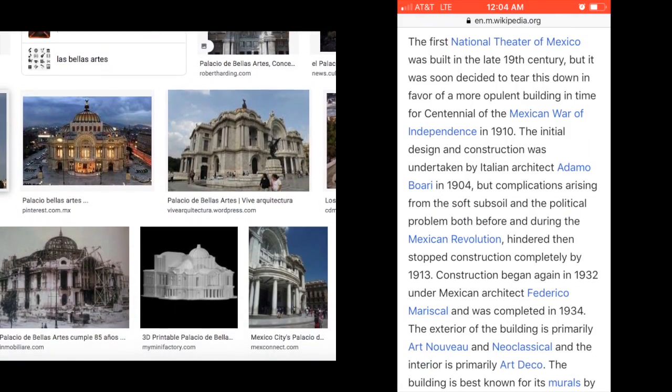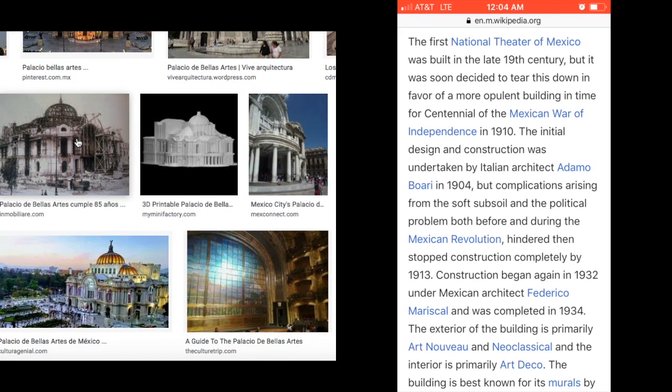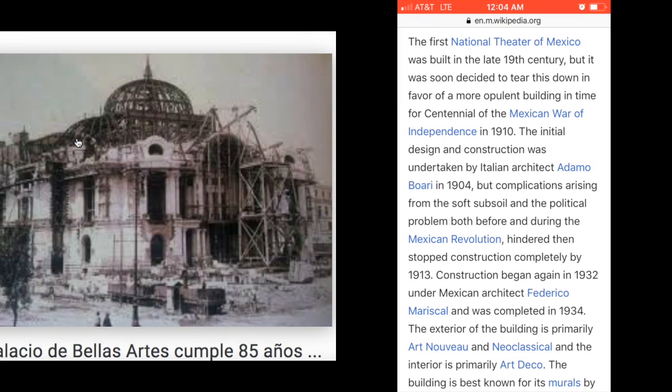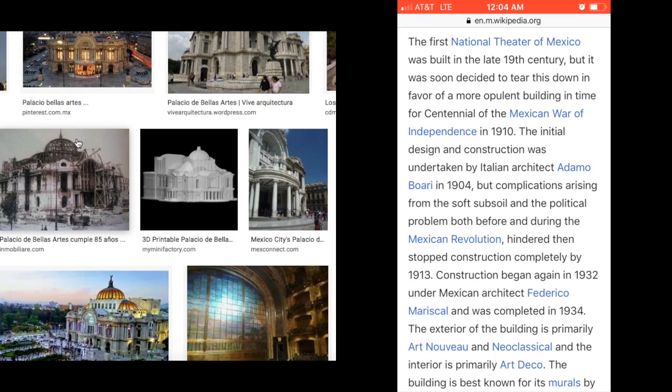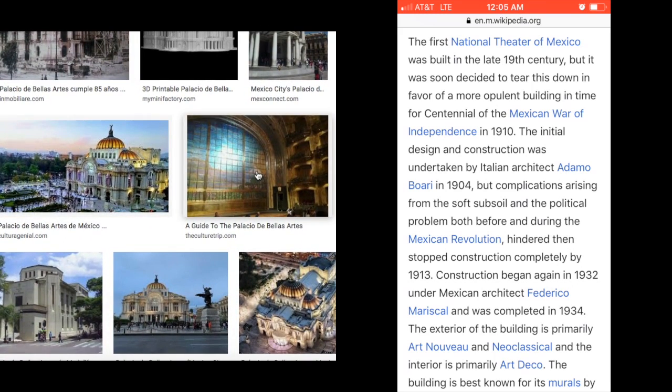The first theater in Mexico was built in the 19th century, the National Theater of Mexico. But it was soon decided to tear this down for a more opulent building in time for the centennial of the Mexican War of Independence in 1910. How can anybody believe this stupid narrative?